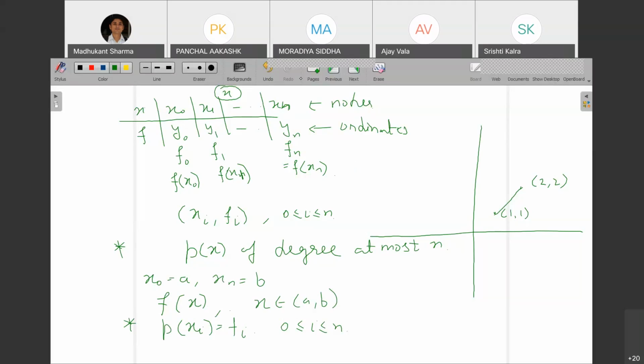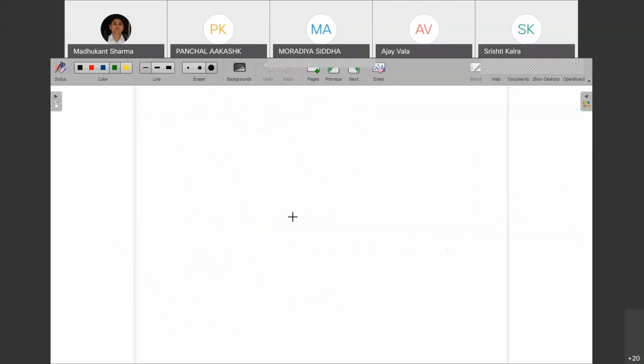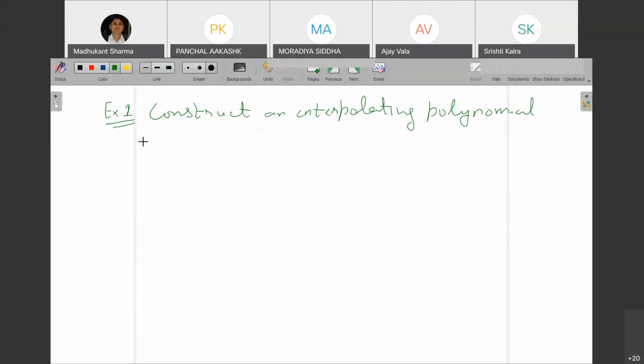So let's go with one example here. This is example one, and using our knowledge of Newton's form and Lagrange's form, let's construct an interpolating polynomial which fits the following data.